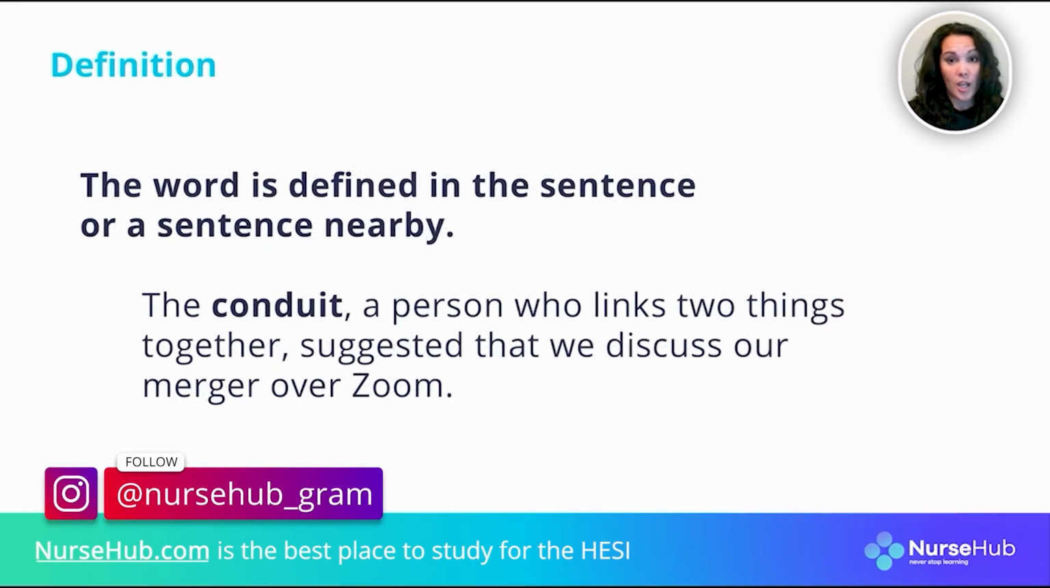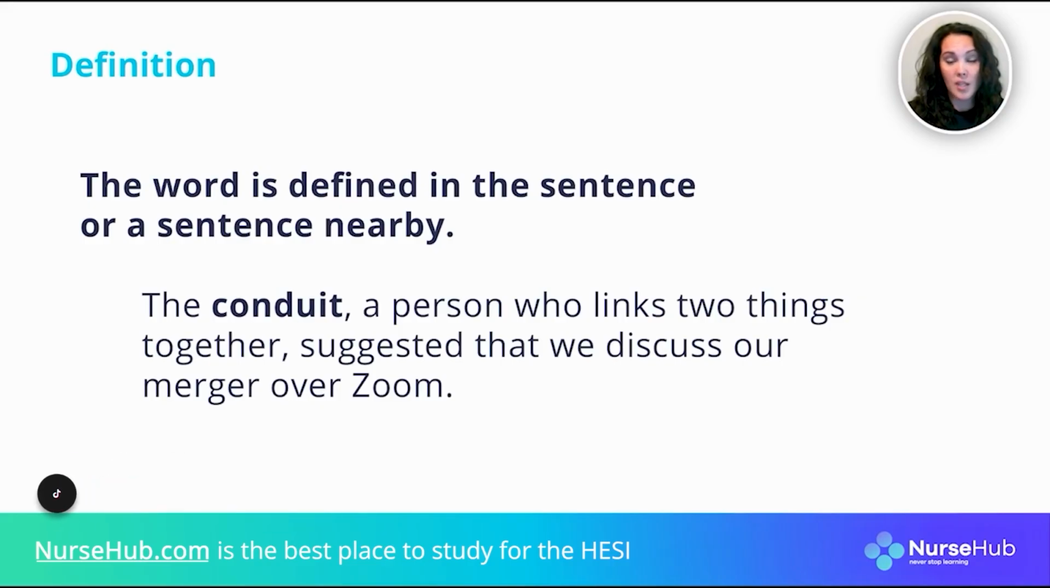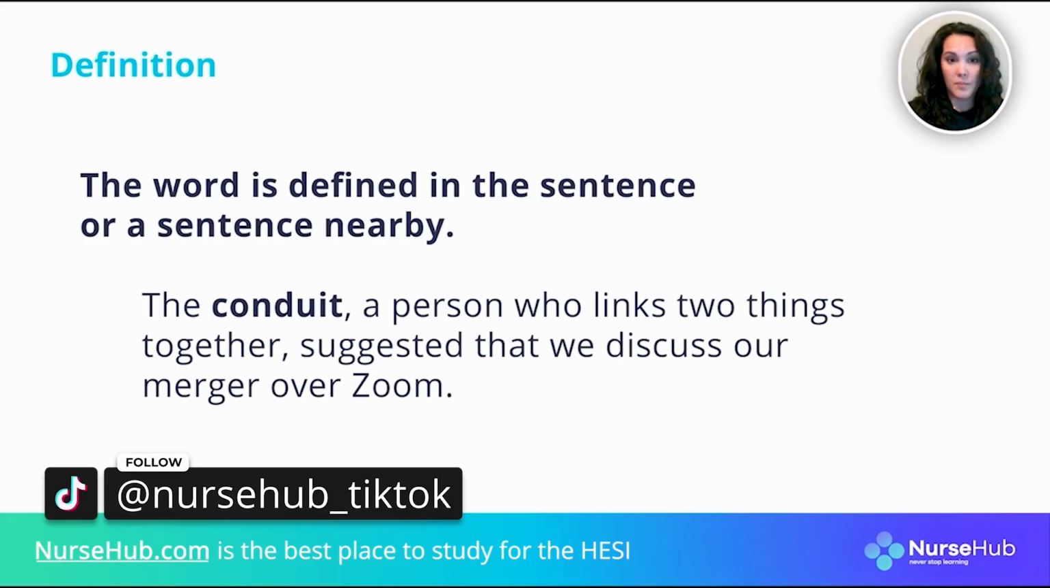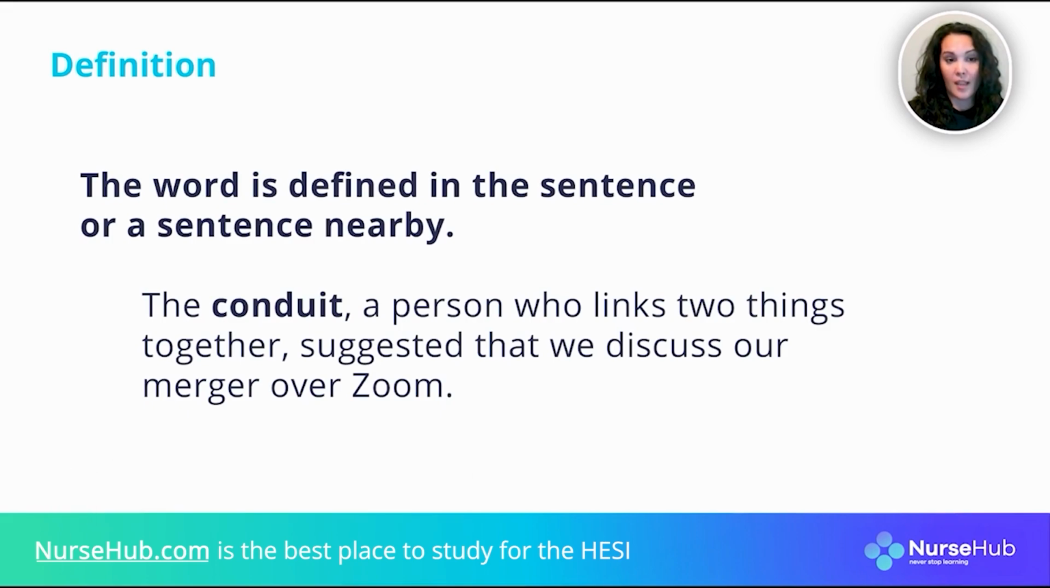Okay, so now you have a bunch of notes. What we're going to do is dive into an example of each type of context clue that you took notes on. So let's start with definition. Again, this is when the word is defined in a sentence nearby or in the sentence in question. So if you're asked what the word conduit might mean, let's go ahead and see if we can find it.